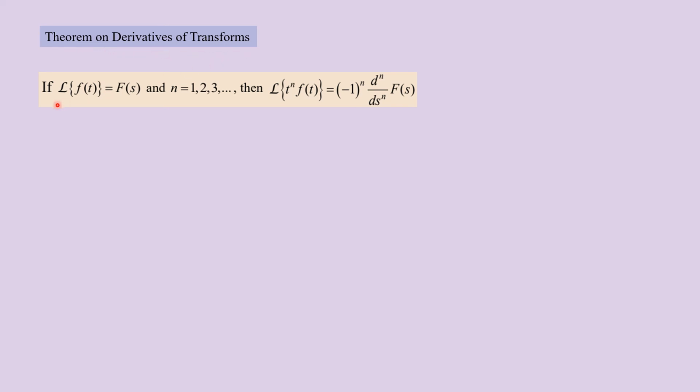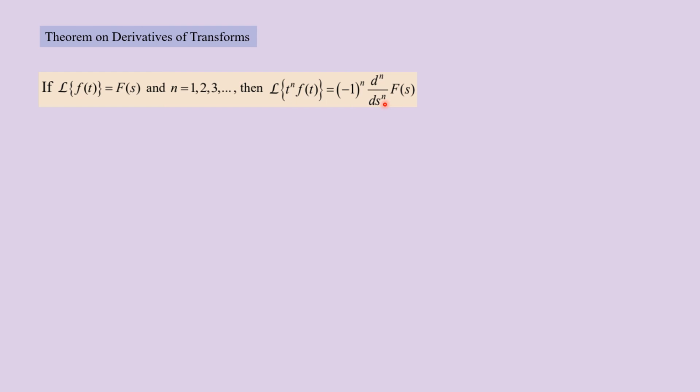If the Laplace transform of f of t is equal to F(s) and n is any positive integer, then according to the theorem, the Laplace transform of t to the power of n f of t is equal to negative 1 to the power of n, the nth derivative of F(s) with respect to s. Notice that this n is a positive integer. So if n is an odd number, the sign here is negative. If n is an even number, the sign here will be positive. So we need to differentiate F(s) with respect to s n number of times.